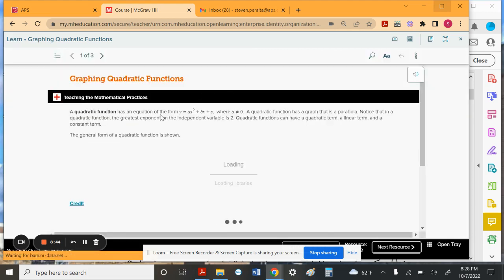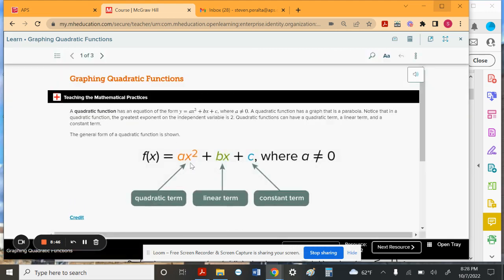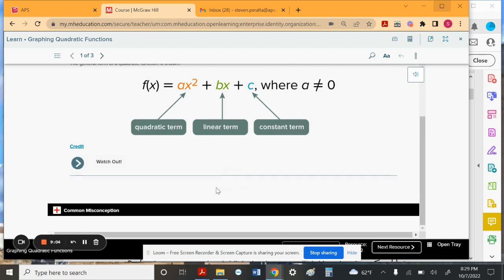Okay, so now graphing quadratic functions. So here we have ax squared plus bx plus c. So a is not equal to 0 because if a was equal to 0, it would be a line. So this is the quadratic term, the linear term, and the constant term. It's linear because x is to the first power, and it's a constant term because we just have a constant there. That's it.